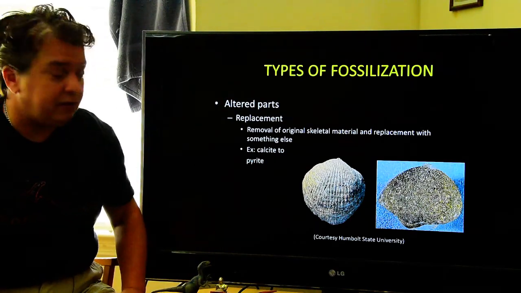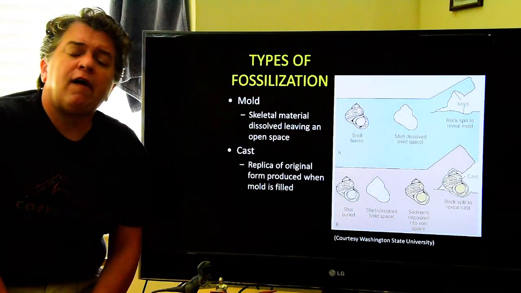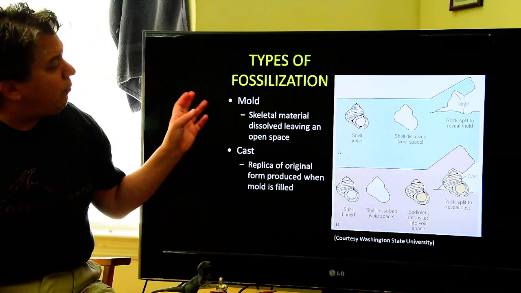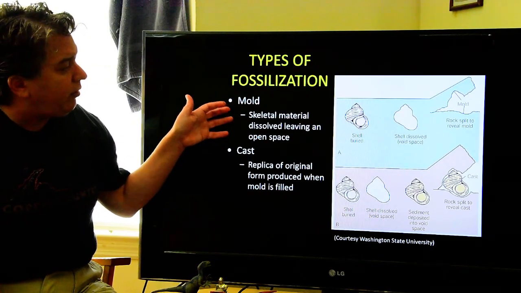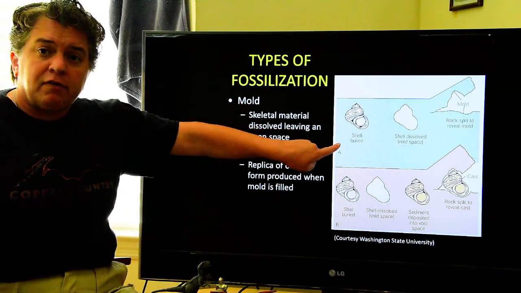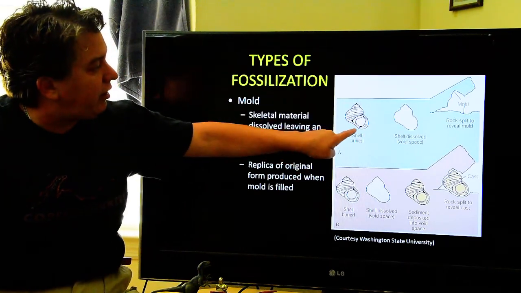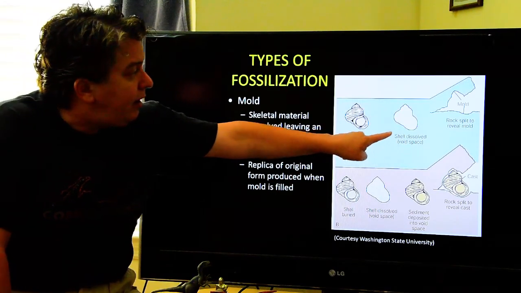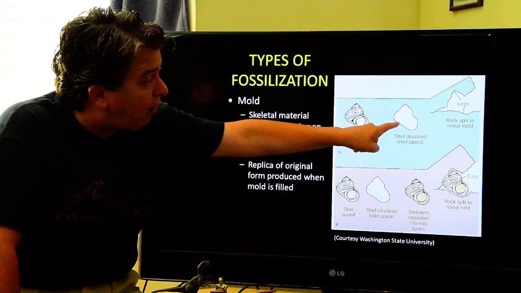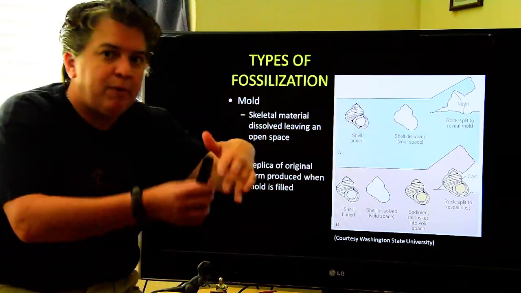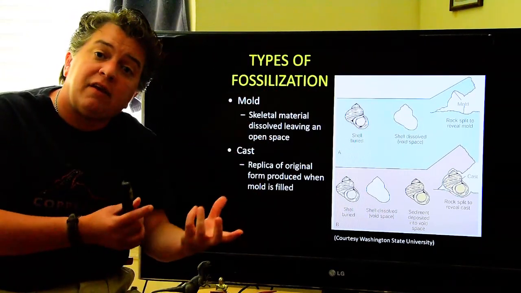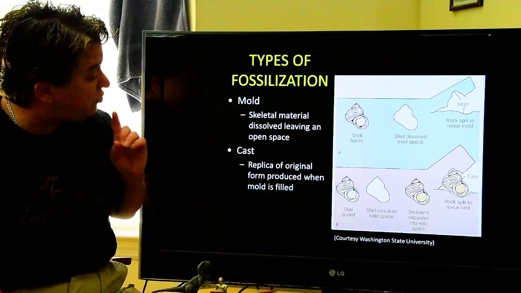That's replacement. And then in fossilization, you can have what are called molds and casts. A mold is where skeletal material gets dissolved, leaving an open space. And that's what we see here in this top diagram. We have this shell gets buried, and then it gets dissolved, leaving an open space in the rock. And maybe when we're breaking the rock apart, we will end up finding that open space in the shape of that particular shell.